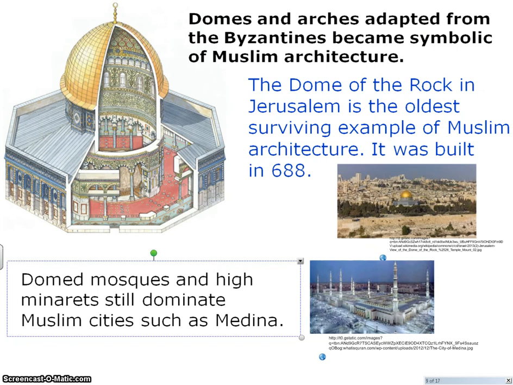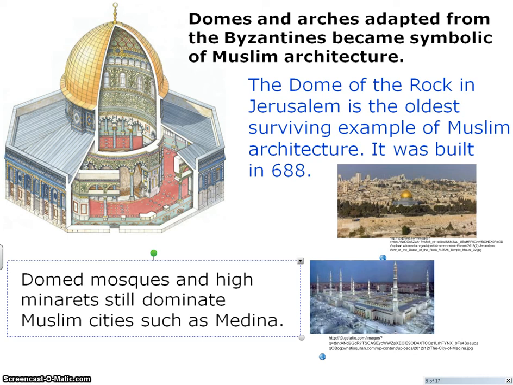Okay, a big piece of the puzzle is their architecture, and most of that architecture is devoted towards the building of mosques. Okay, and they copied a lot of the stuff from the Byzantines. Dome of the Rock in Israel, which you can see a cross section up here on the left and a picture of where it sits in Jerusalem, is the oldest surviving Muslim architecture. It's built in 688.